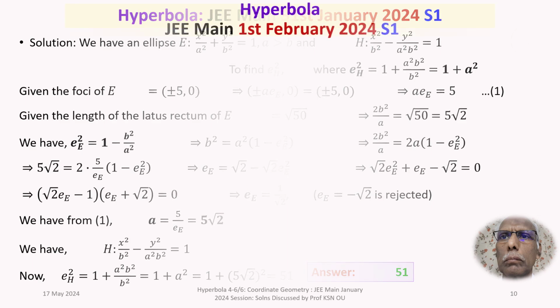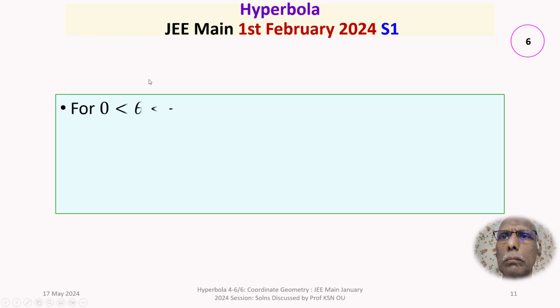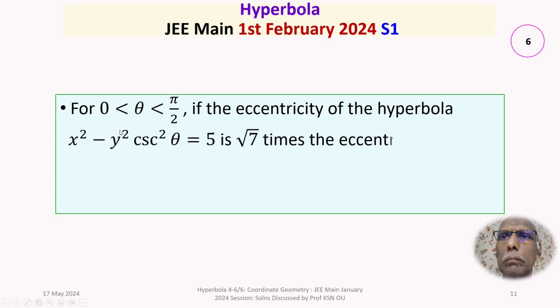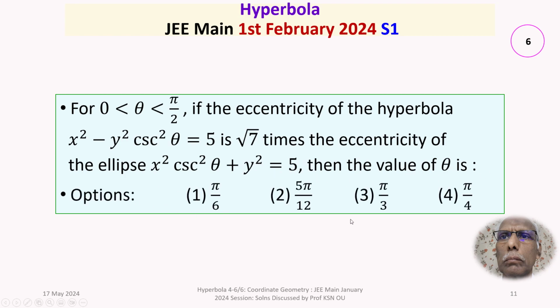Let's move to the next question, and this is the last question in this video. This question has appeared in the JEE Main exam held on 1st February 2024 in the first shift. For 0 less than theta less than pi by 2, you have to remember this. This is a very important condition given here. If the eccentricity of the hyperbola x square minus y square into cosecant square theta is equal to 5, is root 7 times the eccentricity of the ellipse x square cosecant square theta plus y square is equal to 5, then the value of theta is, we are given 4 options.